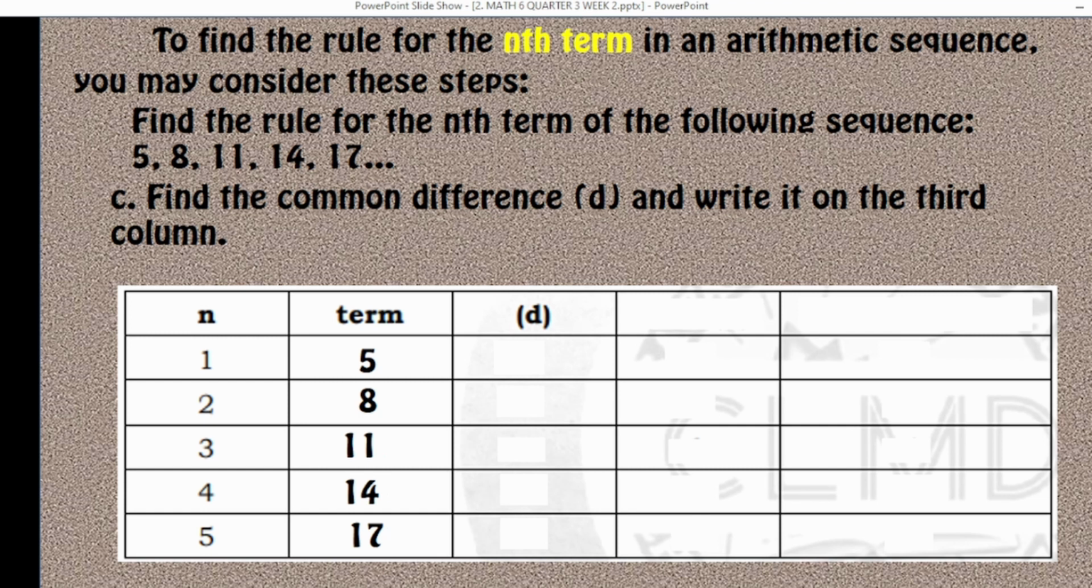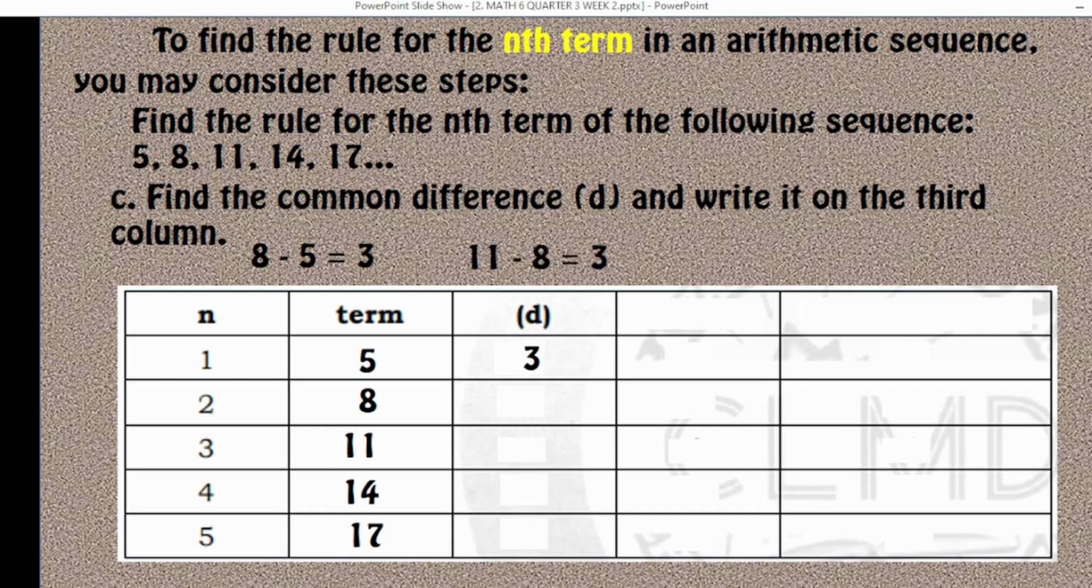So, ayan mga bata, sa ikatlong column, ang title niyan ay D o yung tinatawag na common difference. So, kukunin natin ang common difference. So, 8 minus 5, dyan din galing yan sa given na arithmetic. Kung mapapansin ninyo, 5, 8. So, yung 8, babawasan ng 5, ang sagot ay 3.